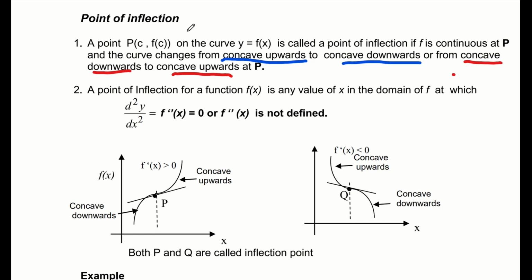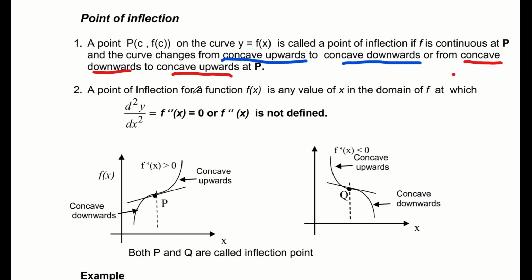Point of inflection. Number 1. A point P on the curve y equals f(x) is called the point of inflection if f is continuous at the point P, and the curve changes from concave upward to concave downward, or from concave downward to concave upward at the point P.